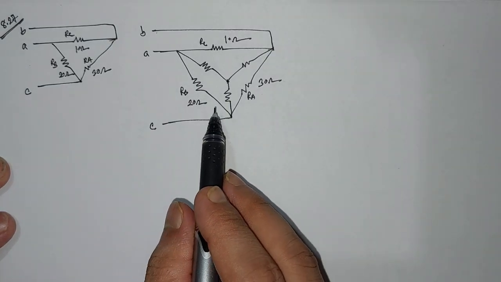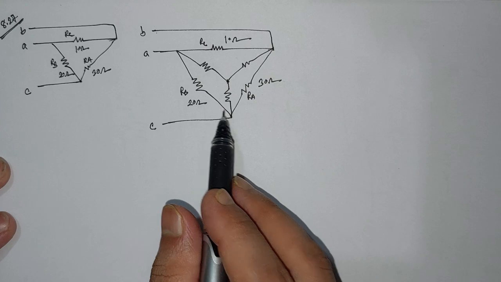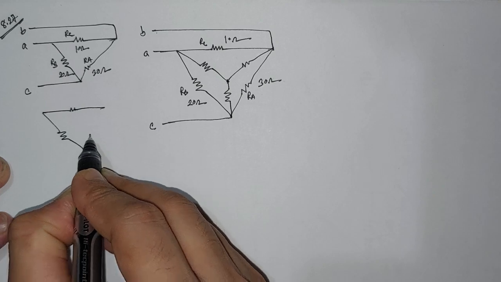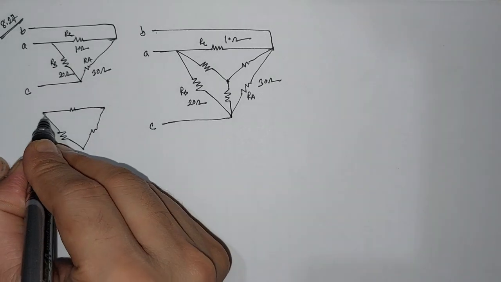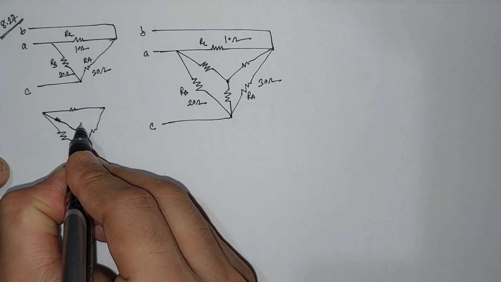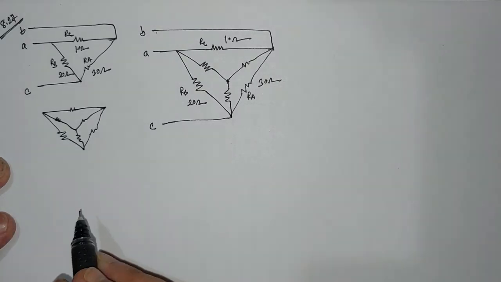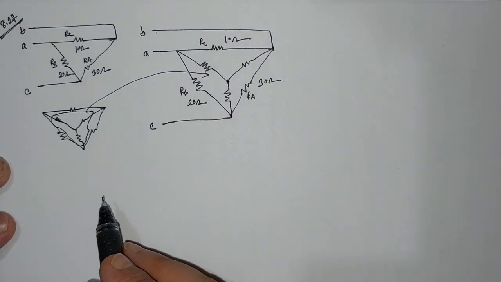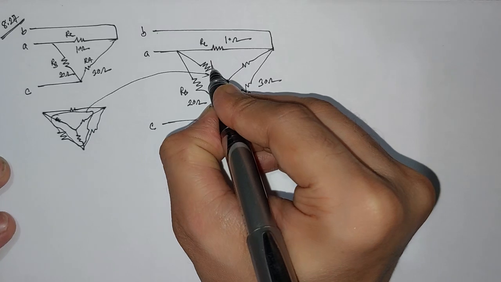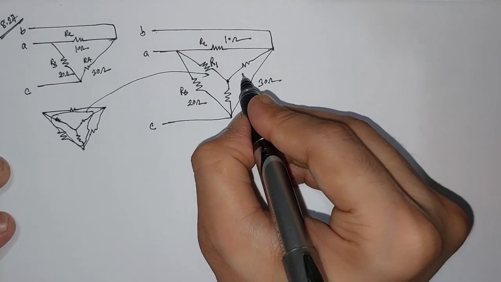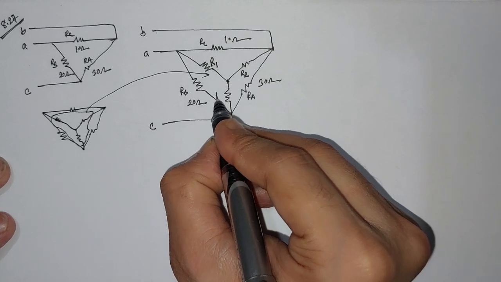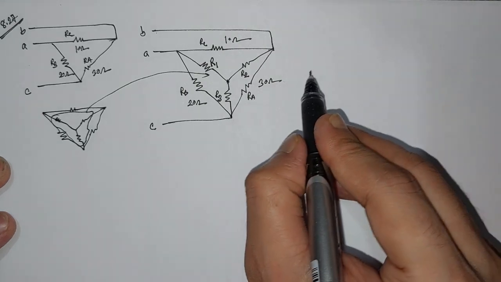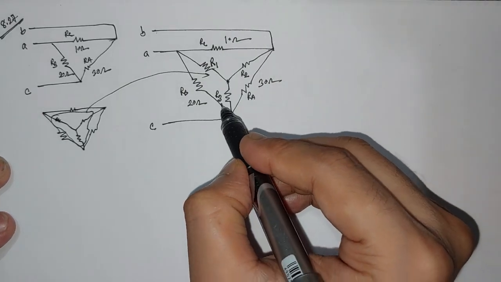So this is simply from the delta Y conversion circuit. Which you can remember: for this delta, what will be the Y? Y will be just simply like this. So we have brought this Y circuit here. Now let us denote this Y circuit resistance as R1, this one as R2, this one as R3. Now we have to find out the resistances R1, R2 and R3.